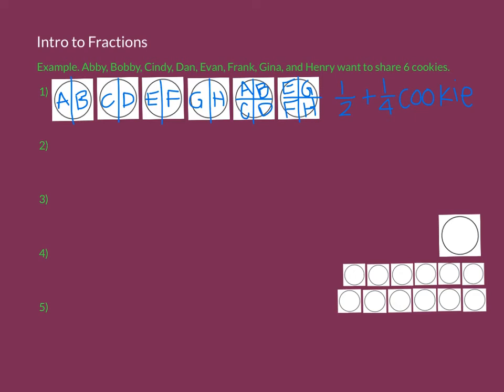This strategy is so common that it actually has a special name. This strategy is called the non-anticipatory strategy. What the non-anticipatory strategy means is that the student didn't necessarily plan ahead. They just keep splitting in half and half again until they have enough pieces.